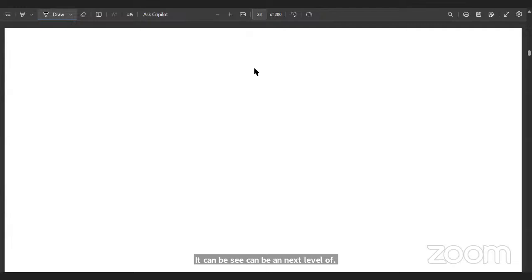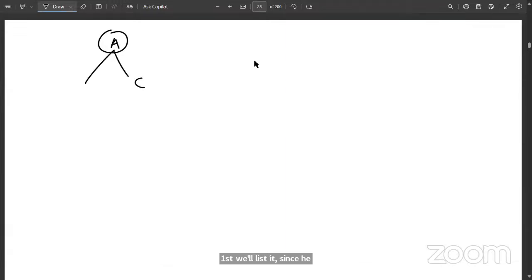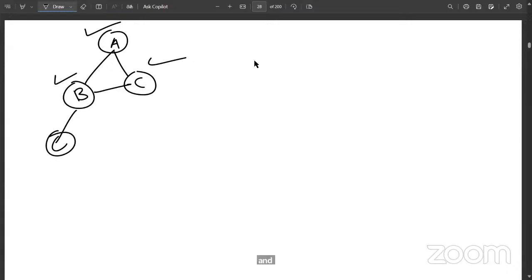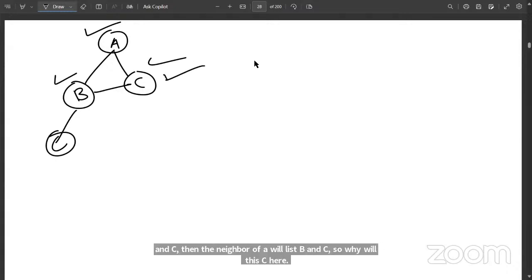First we will list the neighbors of A, since C is a neighbor of A also, so C will be listed now. If there is an edge between B and C, then the neighbors of A will list B and C. So why would we list C here? C is a neighbor of A, so C will be listed here only. C will be listed at level number 1.